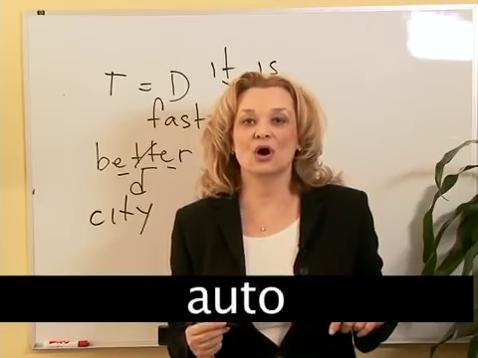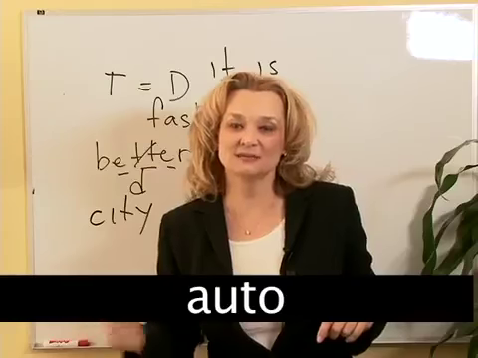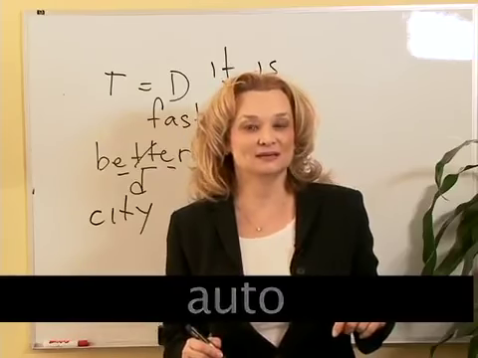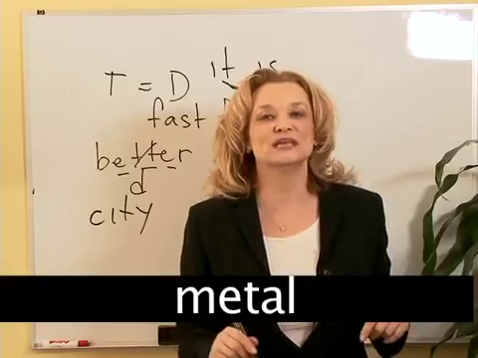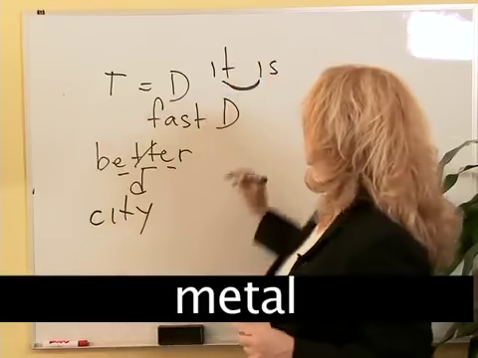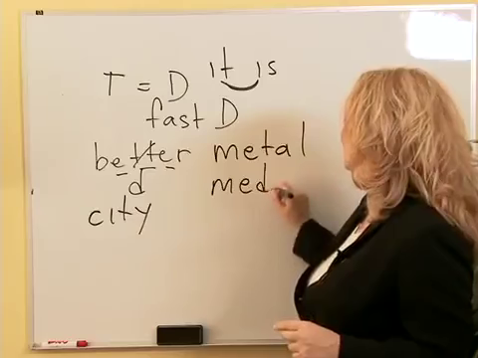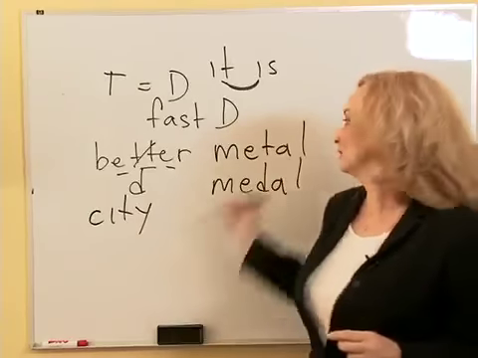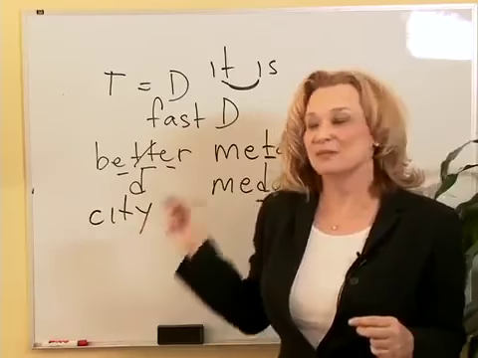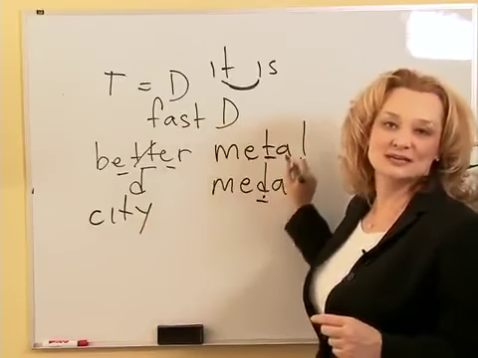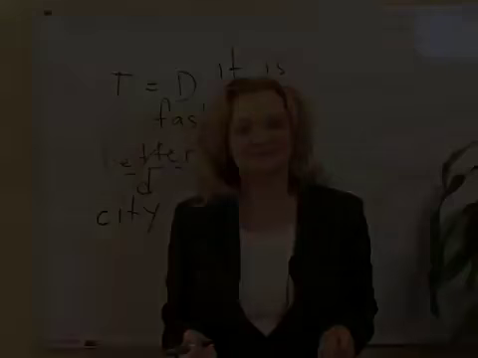Auto, auto, automatic. We don't say automatic, we say automatic. Metal. We don't say metal, we say metal. Therefore, this word, metal, sounds exactly like this word, metal. These two words sound exactly the same because the T changes into a D when it's between two vowels. Let's practice some sentences now.